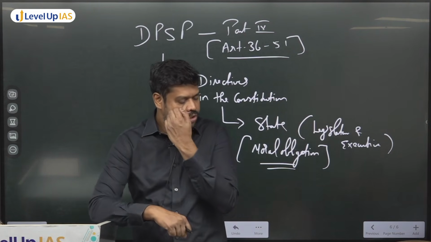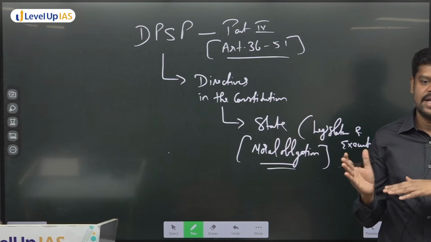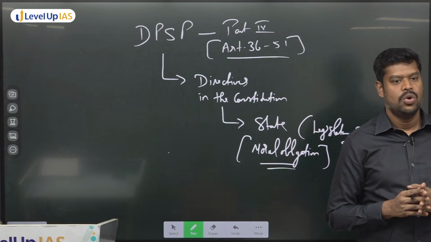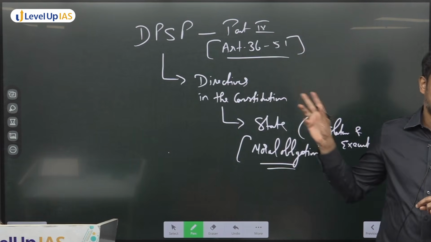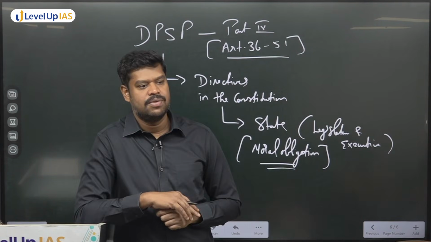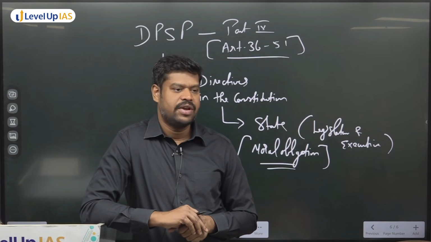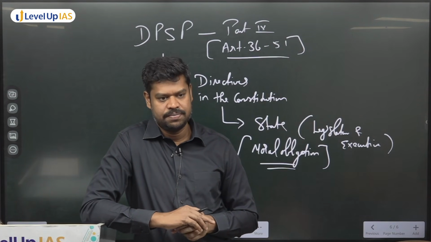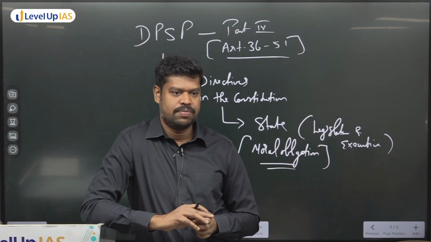So the fundamental difference between the fundamental rights and the Directive Principles of State Policy: while the fundamental rights are legally enforceable and justiciable in nature, and what about the Directive Principles of State Policy? They are non-justiciable and they are not legally enforceable in nature. And in fact, what are the classification of the Directive Principles of State Policy? Socialistic, Gandhian and liberal intellectual principles.